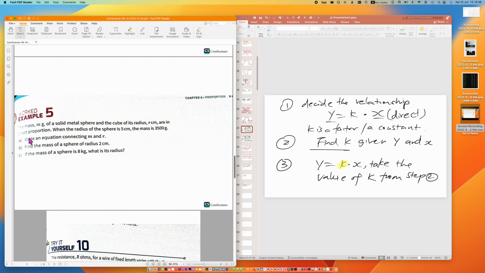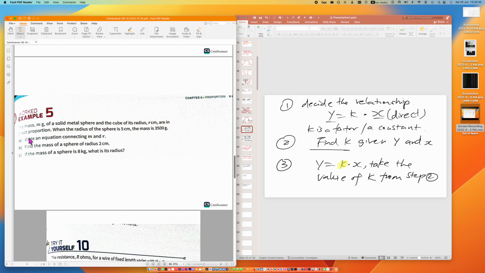What's the meaning of the cube of its radius? Just now you said R square. R square is R times R. You already said square, but I want cube, right? Instead of square, they want R cube. So how do you write R cube?